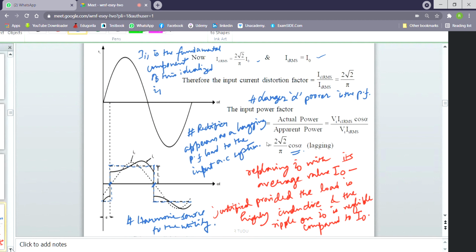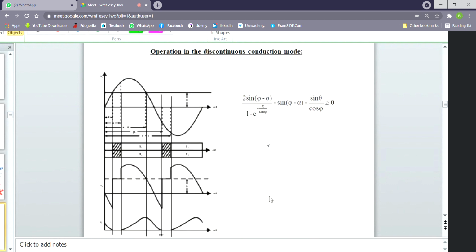Next in line is the discontinuous mode of operation. As you can see, if the values of R, L, E are chosen such that I0 becomes 0 before omega t equal to pi plus alpha, as can be seen here, then the conduction has turned out to be a discontinuous conduction mode.